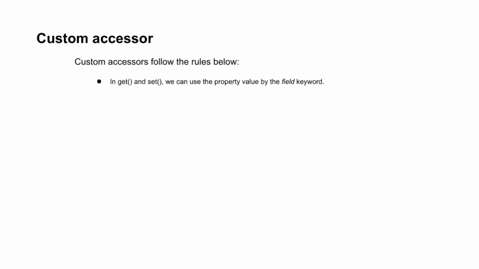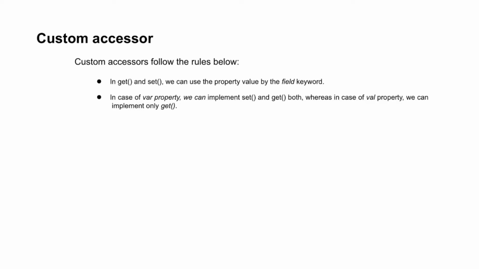Next, let's talk about custom accessors. Properties have the default getter and setter accessors. But if we need, we can define custom accessors. There are some rules to follow. In get and set functions, we should use the field keyword to represent the property. We already saw that in the test code earlier.